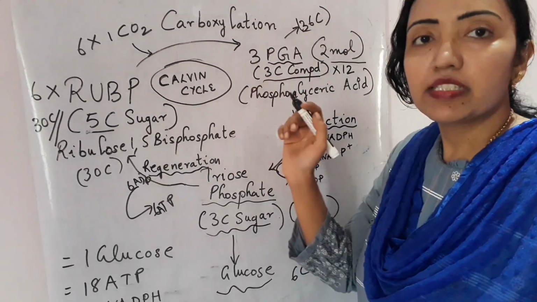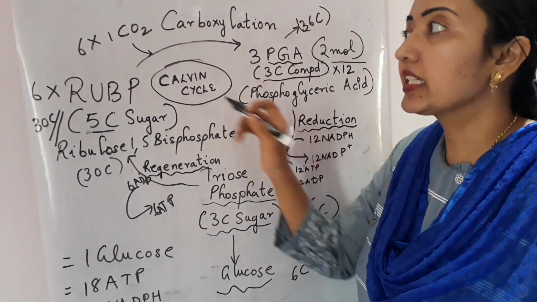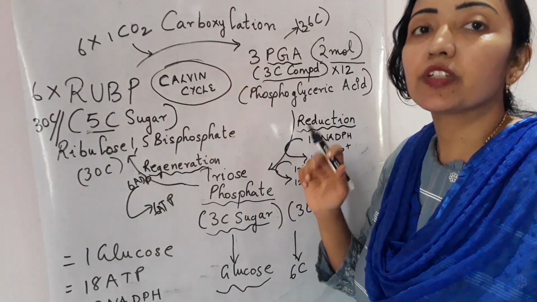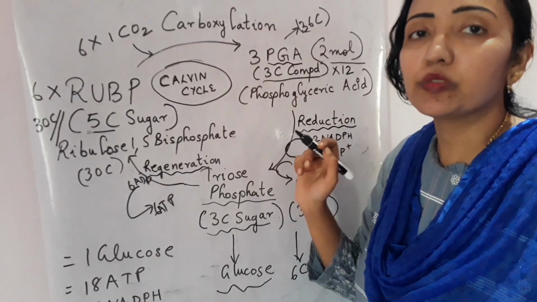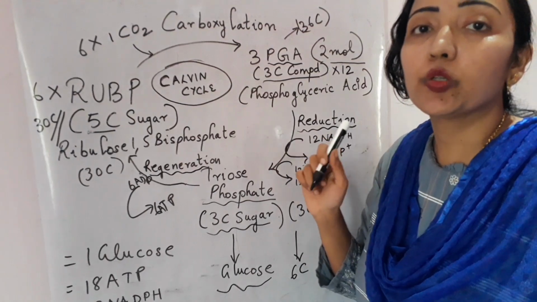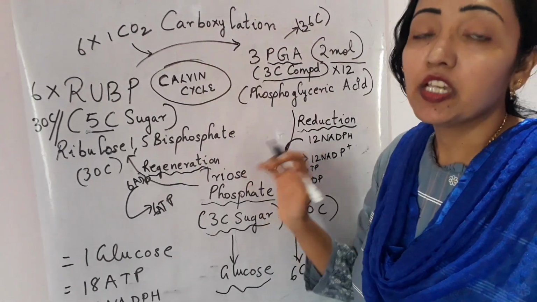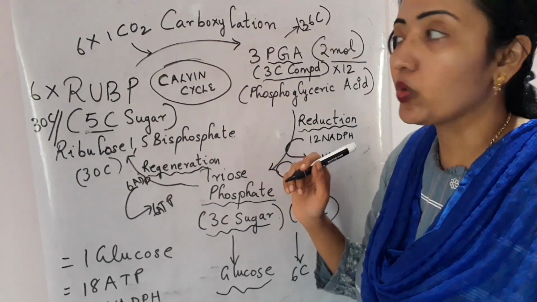Let us see the Calvin cycle once again. In the Calvin cycle, it rotates 6 times. A single Calvin cycle rotates 6 times to produce one molecule of glucose.